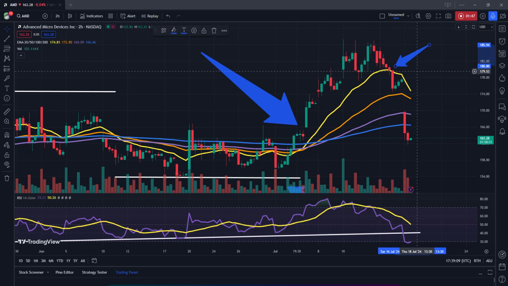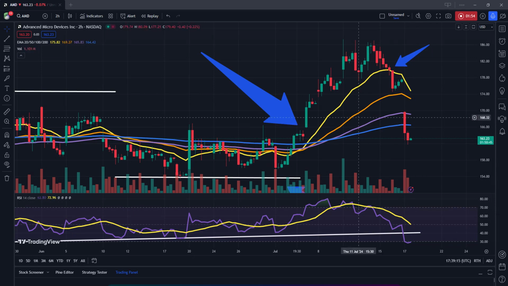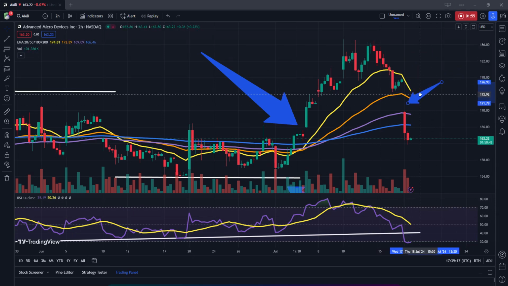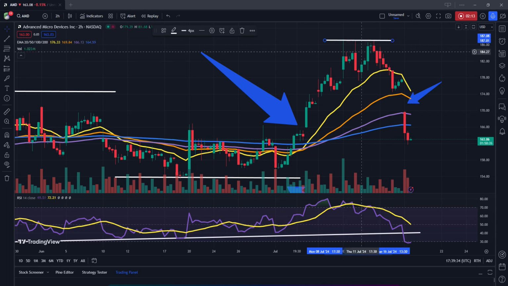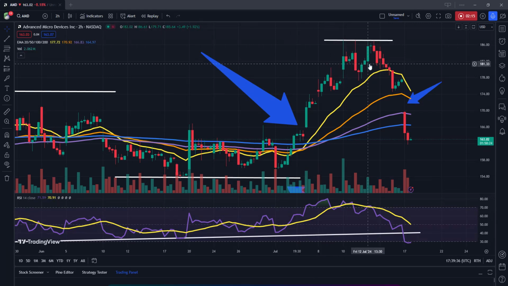But then, as you can see here, the moment that this started to break down, the share price itself also broke down, and we're now seeing price gaps lower that are resulting in significant share price movements to the downside. So currently, what we're looking at is a new resistance level, which has formed at roughly 187.10.